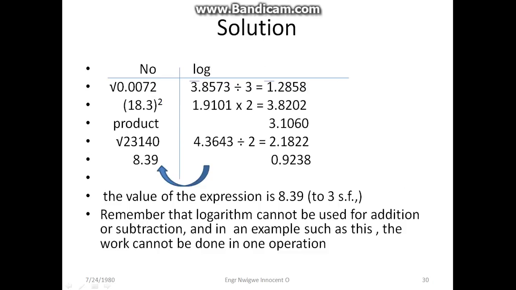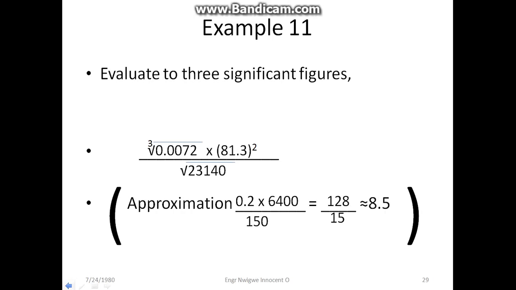Example 11. Evaluate to three significant figures the cube root of 0.0072 times the square root of 81.3, all over the square root of 23,104. Approximation: 0.2 times 66,400 over 150 is equal to 128 over 15, which is approximately 8.5.